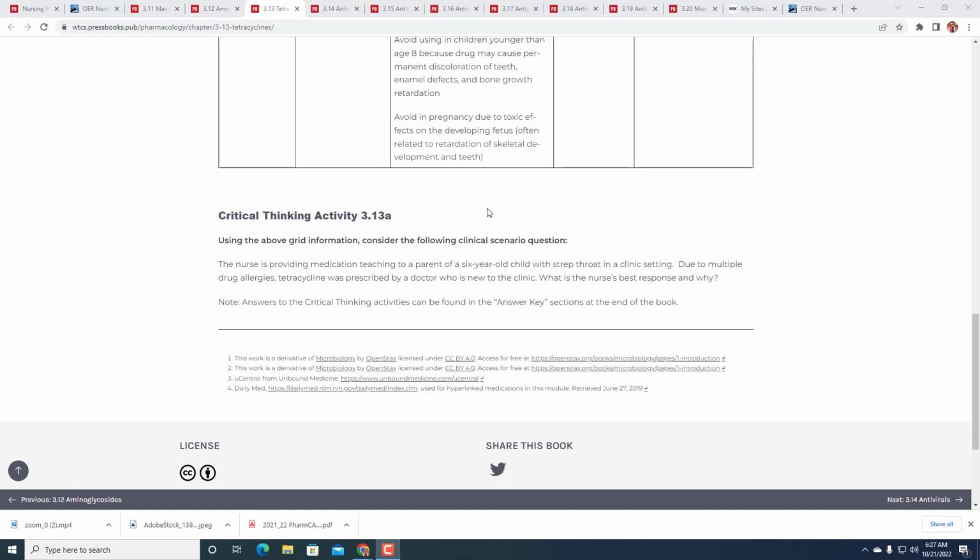Chapter 3.13, tetracyclines. This one is a classic. When you are looking at something like this, these are one of the classic adverse effects that comes along with an antibiotic. So the nurse is providing medication teaching to a parent of a 6-year-old child with strep throat in a clinic setting. Due to multiple drug allergies, tetracycline was prescribed by a doctor who is new to the clinic. What is the nurse's best response and why?